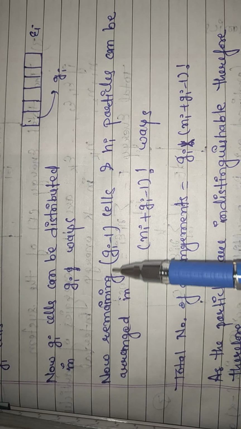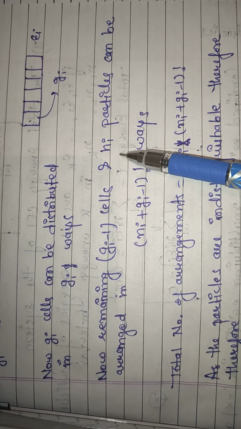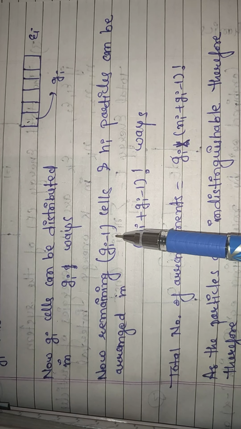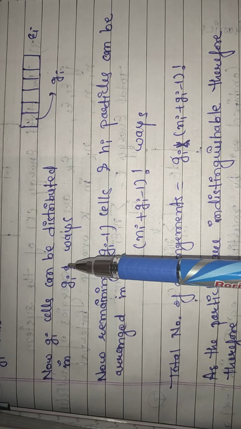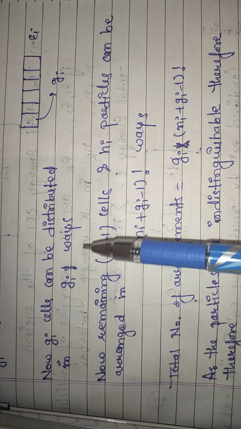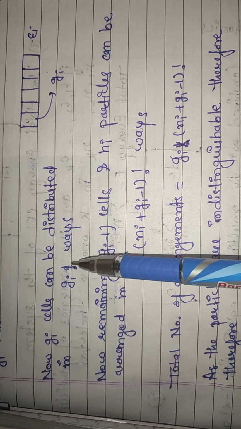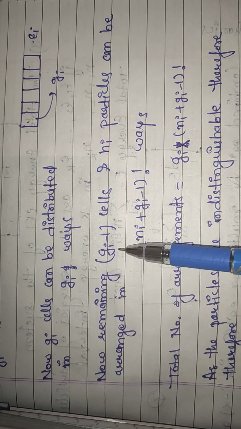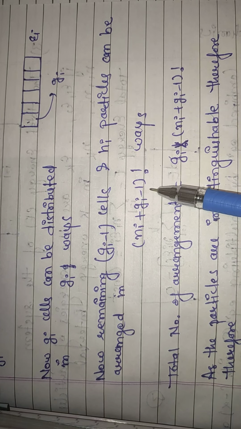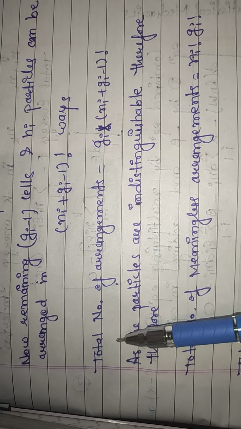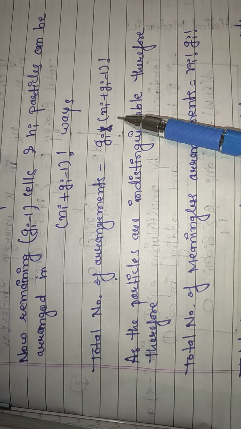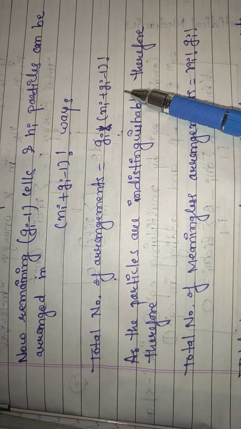Now we are left with gi minus 1 cells and ni particles. How many ways of arrangements of ni particles into gi minus 1 cells? Because one cell is already distributed, in one way only. The remaining gi minus 1 cells and ni particles can be distributed in ni plus gi minus 1 factorial ways. Now the total number of arrangements is gi ways into ni plus gi minus 1 factorial.